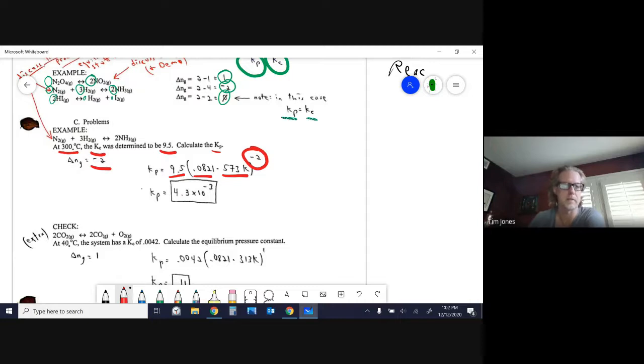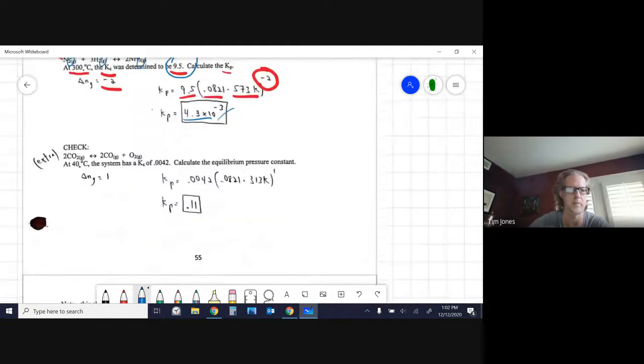And in this case, the Kc ends up being 9.5, but the Kp ends up being 4.3 times 10 to the -3. And what that's saying is, based on pressure, this reaction does not really like going forwards. In fact, it'd prefer to go backwards. And since these are gases, pressure is an important factor here. And this actually is part of the reason why this is an interesting reaction. It doesn't prefer to go forwards when the chemicals are in their gas state.